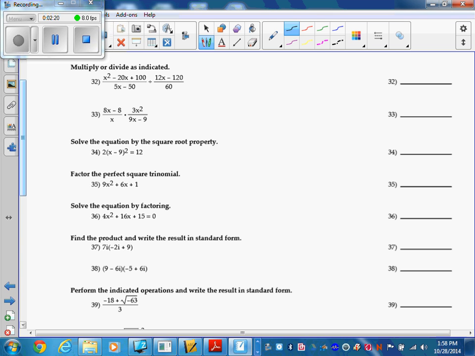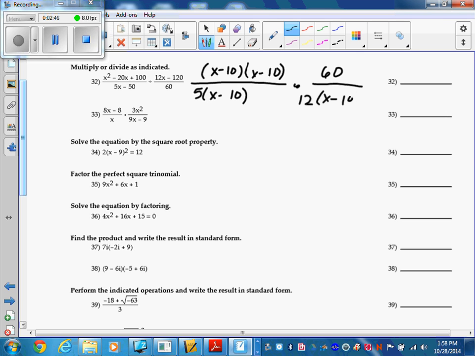factors of 100 that add or subtract to give me 20. Isn't that 10 and 10? So this is going to be x minus 10 times x minus 10 over 5 times x minus 10 times 60 over 12 factors into this one, 12 times x minus 10.